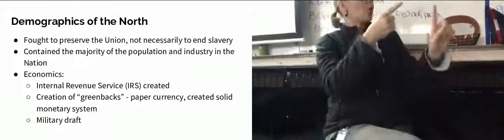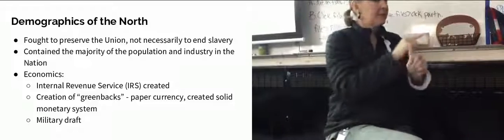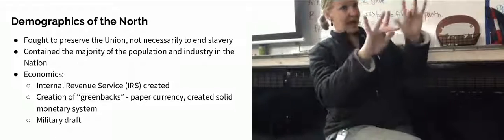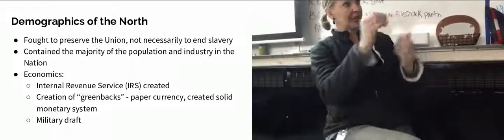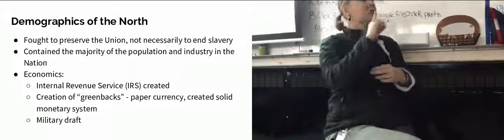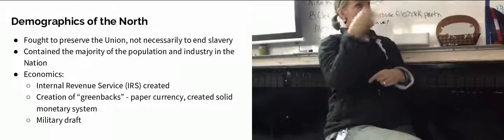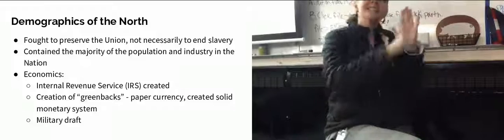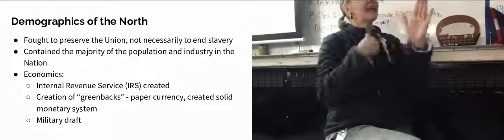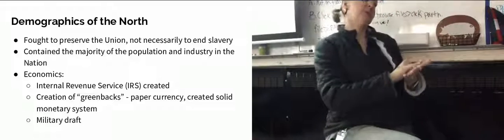Now, star the second bullet and highlight population and industry. Part of the reason why the North was so successful was that they had the majority of the population. Why would this be important? Anybody have any guesses, based on what you know about the population of the East Coast, what state had the most deaths in the Civil War? New York. That's right.